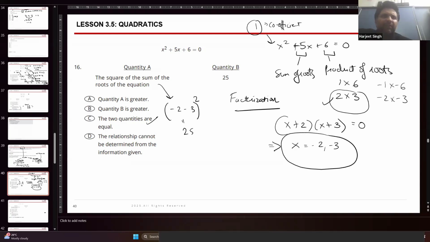You can do that as well, because they're asking. So I was illustrating how do you factorize. So that's why I solved this. But here you don't need to solve, because here they are asking you the sum of roots. So directly take this and square it up.